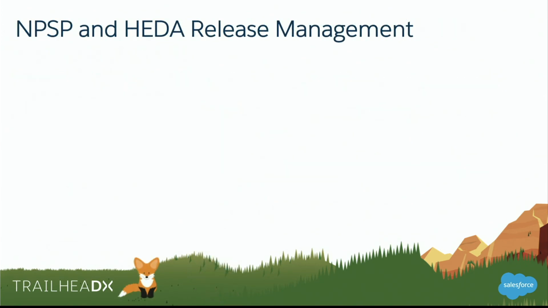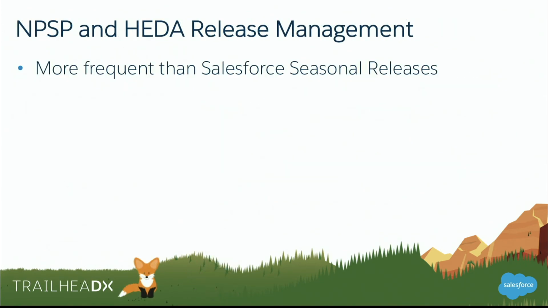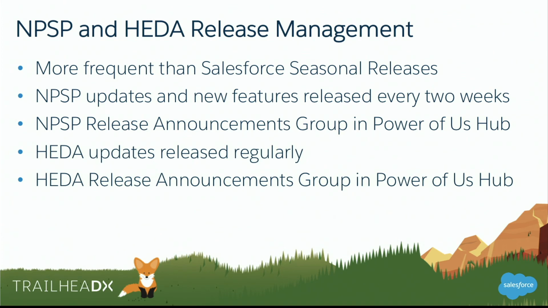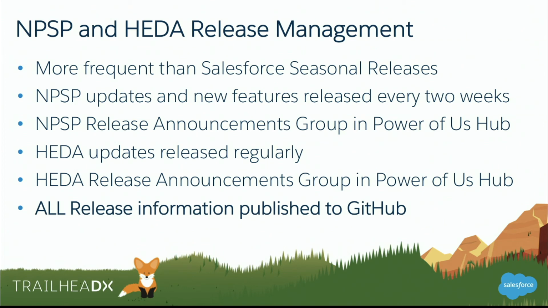Speaking of release management, here's a few quick notes. 1, obviously we go a lot quicker than the seasonal releases. 2, we have update groups in the Power of Us Hub that will tell you when and how these updates are coming. Same for higher ed. And if you're not able to access the Power of Us Hub, we also publish it all on GitHub for you as well. Yeah, I'll show you the one that you really want to take a photo of.